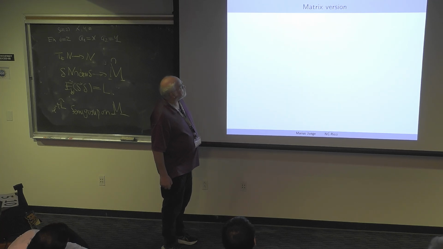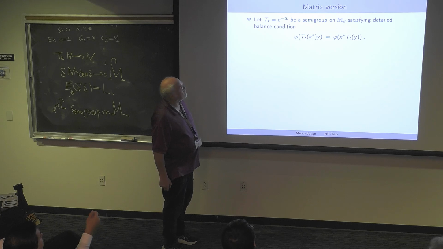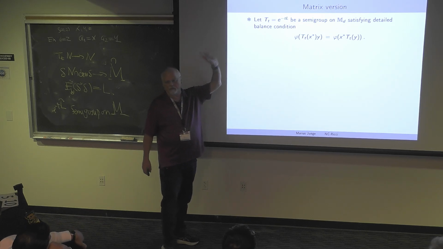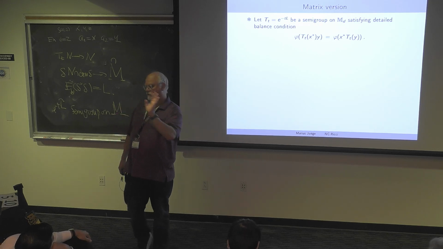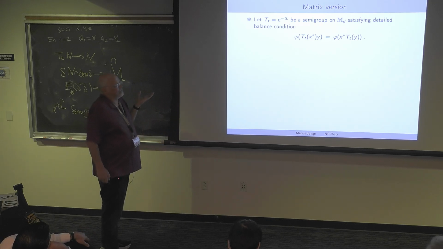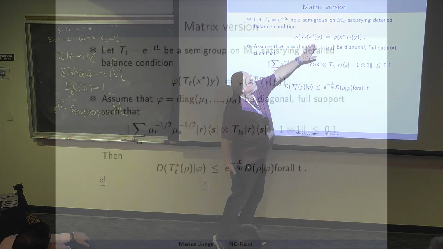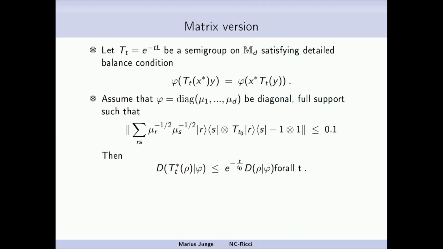Good. So that's the connection. I also formulated a matrix version for you. Let's do this on a matrix algebra, and let's give ourselves a semigroup, and now I'm using GNS symmetry. Just because, if not, I don't really know what to do. So this is GNS symmetry, self-adjoint with respect to the inner product given by the state, which I assume to be faithful and diagonal, just diagonal for writing things down in a concrete way.